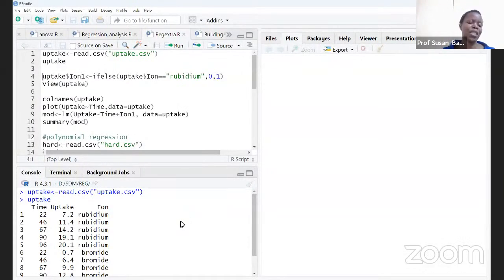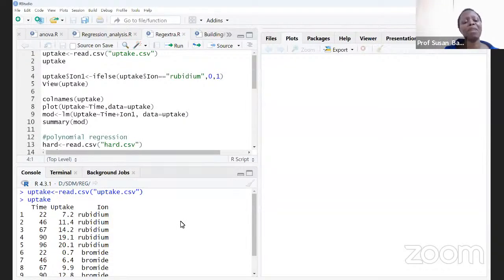Okay, so these are plants being exposed to carbon dioxide and then time taken to absorb carbon dioxide in presence of rubidium and also bromide. So we are not going to draw the scatter diagram, but I think we should.